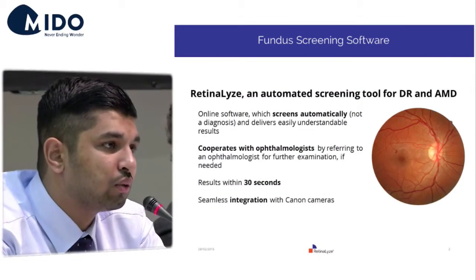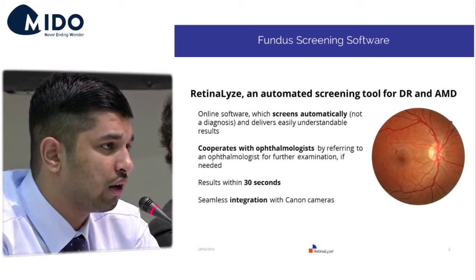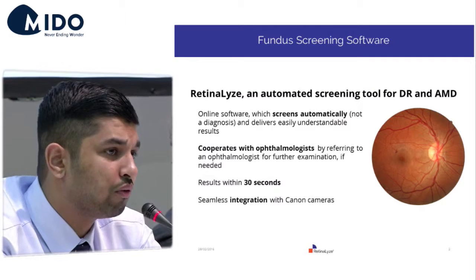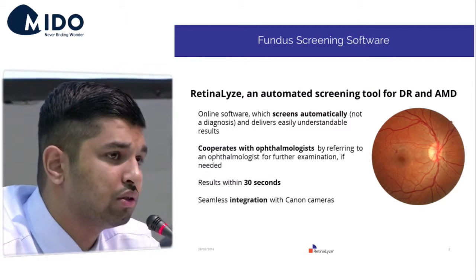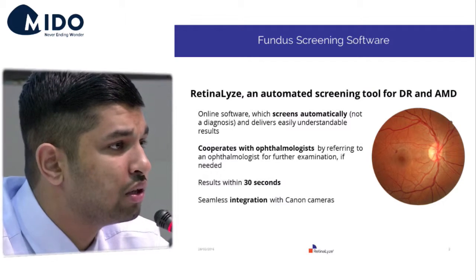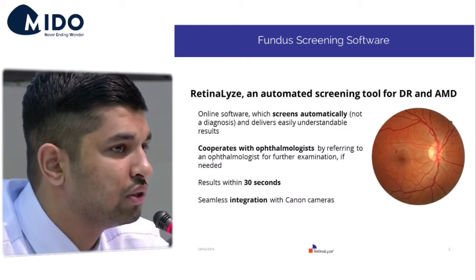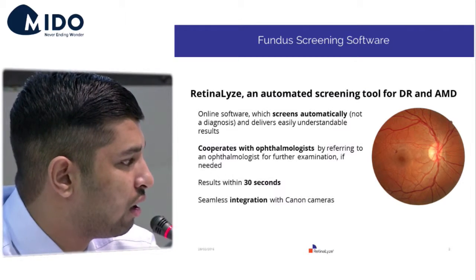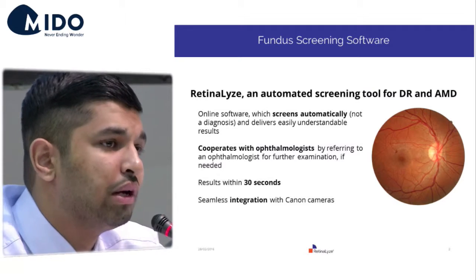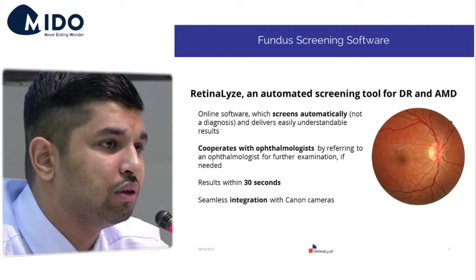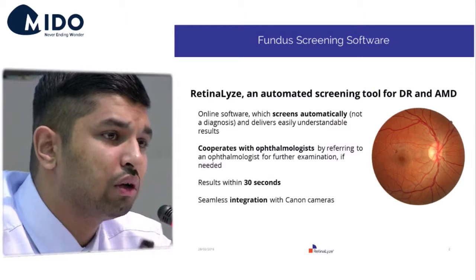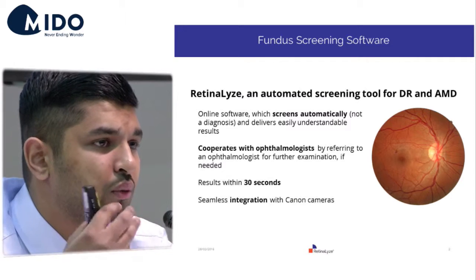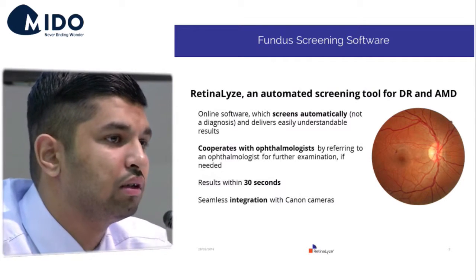RetinaLyze is an automated algorithm for screening for diabetic retinopathy and macular degeneration. RetinaLyze makes it easier for you to perform retina image screenings by making it faster, much easier, and also cheaper to perform these screenings. It's an online software which screens automatically, and we cooperate with ophthalmologists to make sure that we verify each result that comes out of this algorithm. It gives results automatically within 30 seconds, and we also have seamless integration with Fundus cameras, so you don't have to transfer data manually.